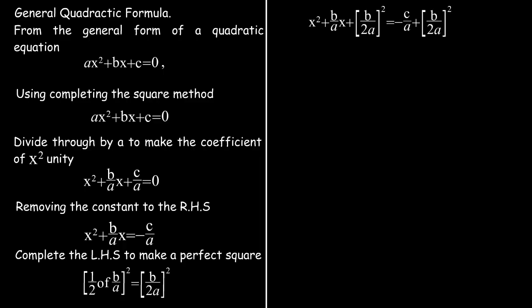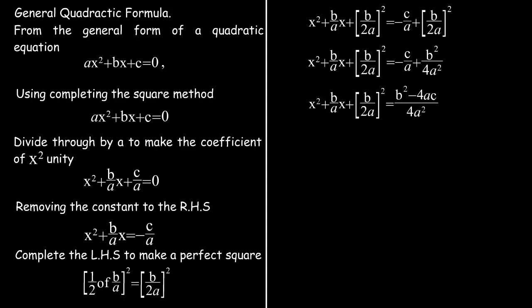Now simplifying the right hand side further, it becomes x squared plus b over a x plus b over 2a in bracket squared equals minus c over a plus b squared divided by 4a squared. Simplifying the right hand side further, it becomes x squared plus b over a x plus in bracket b over 2a squared equals b squared minus 4ac divided by 4a squared.